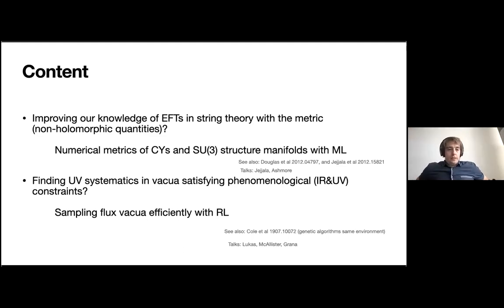The other question which we are interested in is finding systematics in vacua, and flux vacua in particular, which satisfy particular phenomenological requirements and consistency requirements. This will be about sampling flux vacua using reinforcement learning.